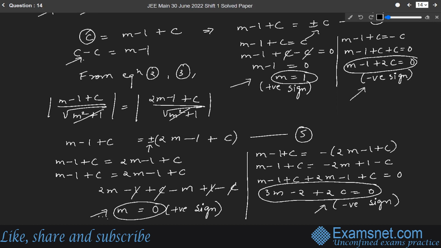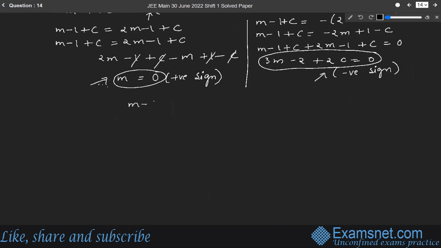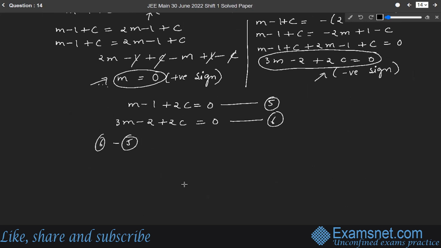What is the first equation? m minus 1 plus 2c is equal to 0. So m minus 1 plus 2c is equal to 0. And another equation is 3m minus 2 plus 2c is equal to 0. Okay. Now let us mark it as equation number 5 and let us mark it as equation number 6. Okay. We have to find the value of m and c here. So let us do one thing. Let us subtract equation 5 from 6. So equation 6 minus equation 5.